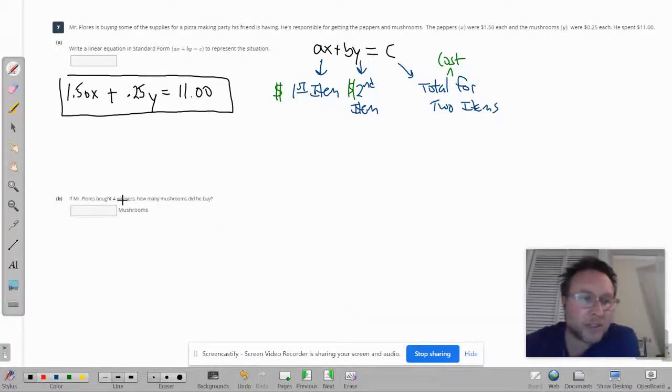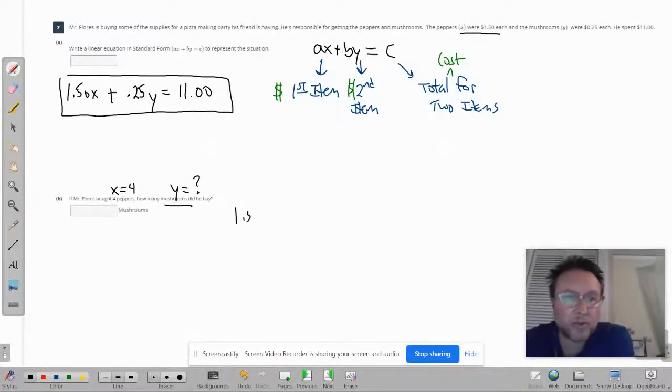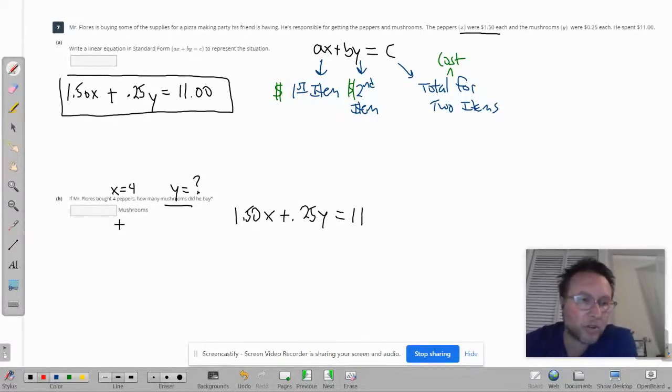Now, in the second part here, it says if Mr. Flores bought 4 peppers, remember, peppers we're representing as the letter X. So that means if X equals 4, then what does Y equal? Which is mushrooms. So let's substitute that in. We've got $1.50X plus 0.25Y equals 11. So we're just going to substitute in X, which equals 4 in this case. And then let's see what Y is equal to.